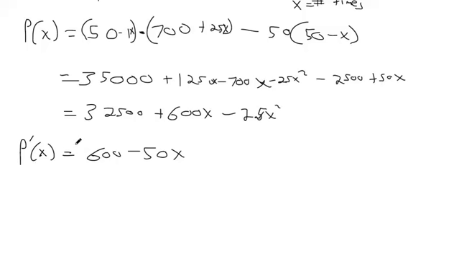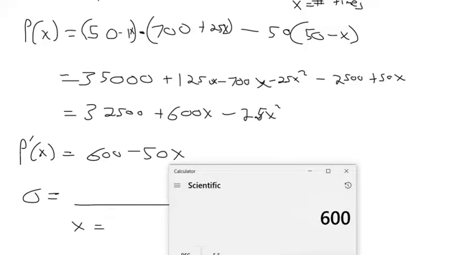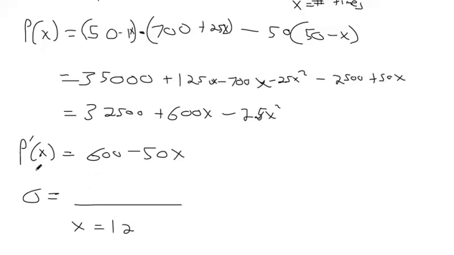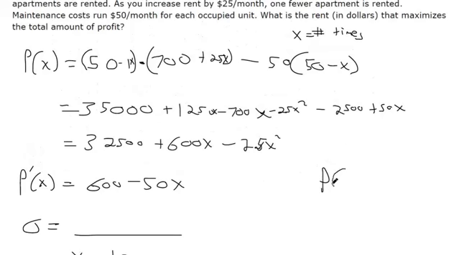And then you'd also want to test the endpoints. But if we solve here, setting it equal to 0, you're going to get x is 600. Yeah, x is 12. Okay, set the derivative equal to 0 and solve for x. So we need to test that to make sure it's a max and not a minimum. So we plug 12 into the profit function up there.